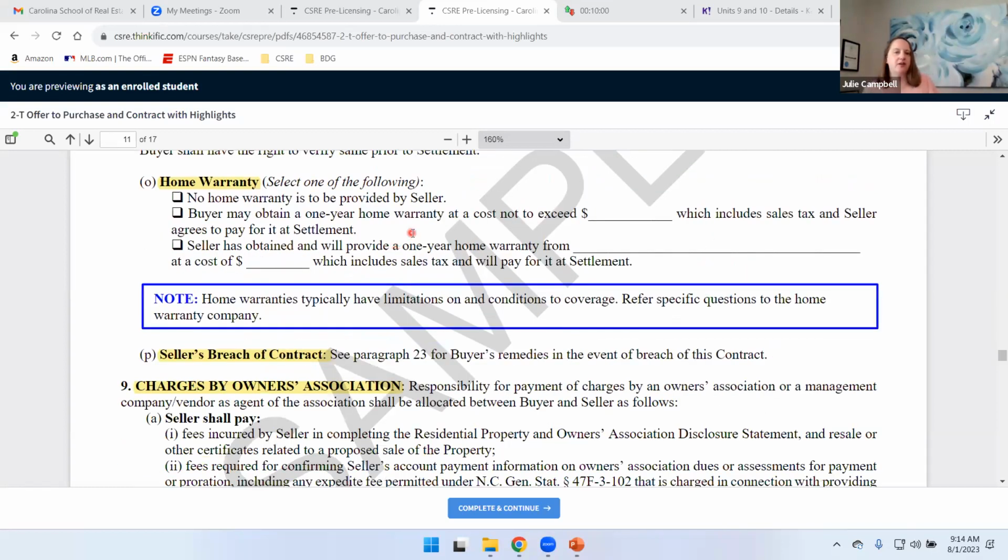Whether or not the seller is going to provide a home warranty. Either the seller is not going to provide a home warranty, the buyer may get a 1-year home warranty that the seller will pay for, or the seller already has a warranty and they're providing that information. Again, home warranties are very negotiable. Right now, we're not seeing the seller paying for many. However, with that pendulum, we're going to start seeing that becoming a very, very common negotiating point from the seller.